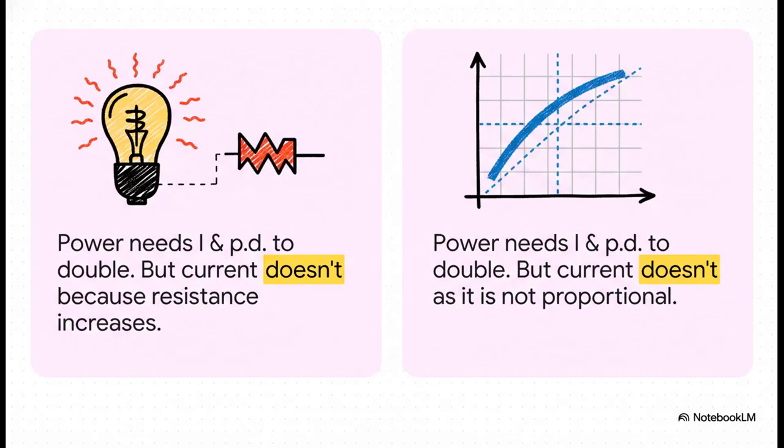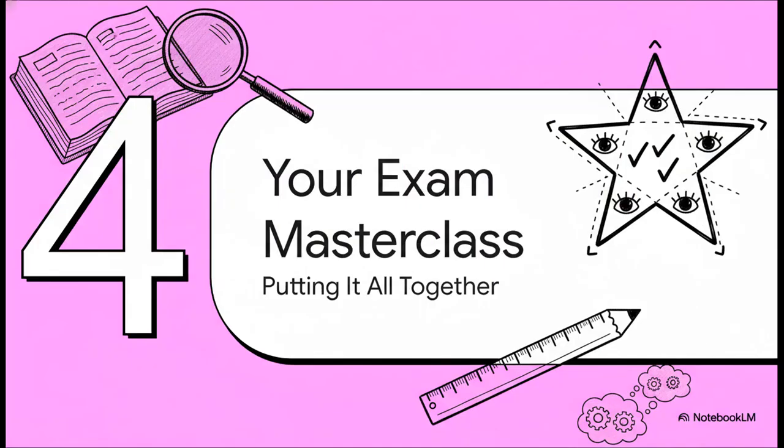And just like with the last calculation, the mark scheme actually gives you 2 different ways to get these 2 marks. Path 1 is all about resistance. You'd say that for power to go up by 4 times, both the current and the potential difference would have to double. But that doesn't happen, because the lamp's resistance increases as it gets hotter, which stops the current from doubling. Path 2 focuses on proportionality. You'd start the same way, but then you just use the graph as your evidence, pointing out that the curve clearly shows that current is not proportional to potential difference. Both are perfect answers.